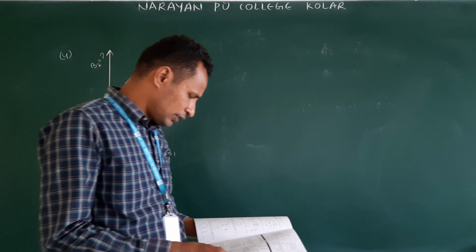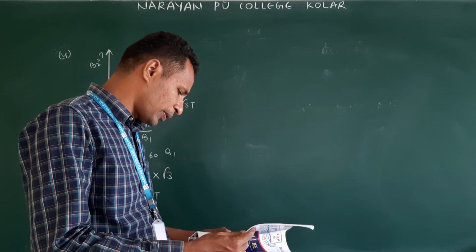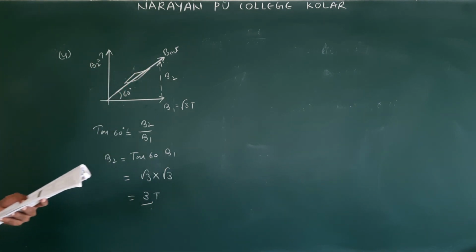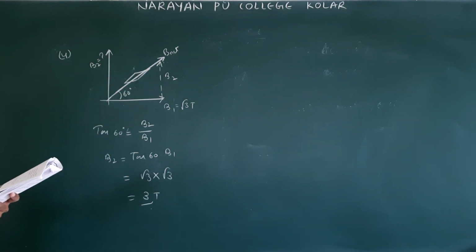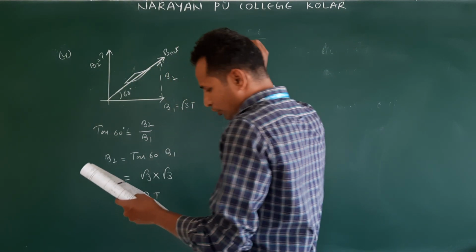Next, the fifth one. A bar magnet of length 5 cm having a pole strength of 2 into 10 power minus 3 ampere meter is placed in a uniform magnetic field of 5 microtesla. The angle between magnetic moment and magnetic field is 37 degrees. They have given options. Interesting. Fifth one.